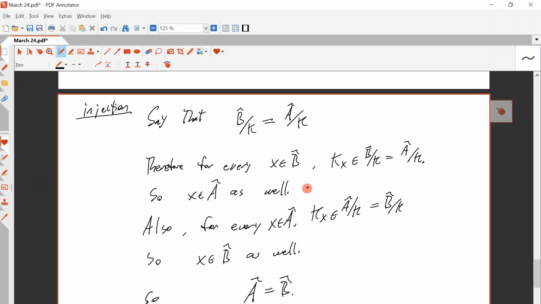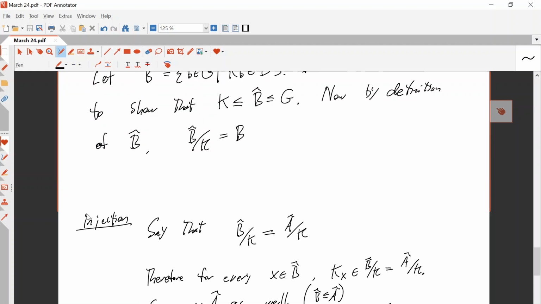Right. We showed that. So B hat is a subgroup of A hat, and A hat is a subgroup of B hat. Right. So A hat is equal to B hat. It's subgroup rather than subset because, of course, these things are groups, which we showed in the previous part. So that's it. So that's the correspondence theorem.